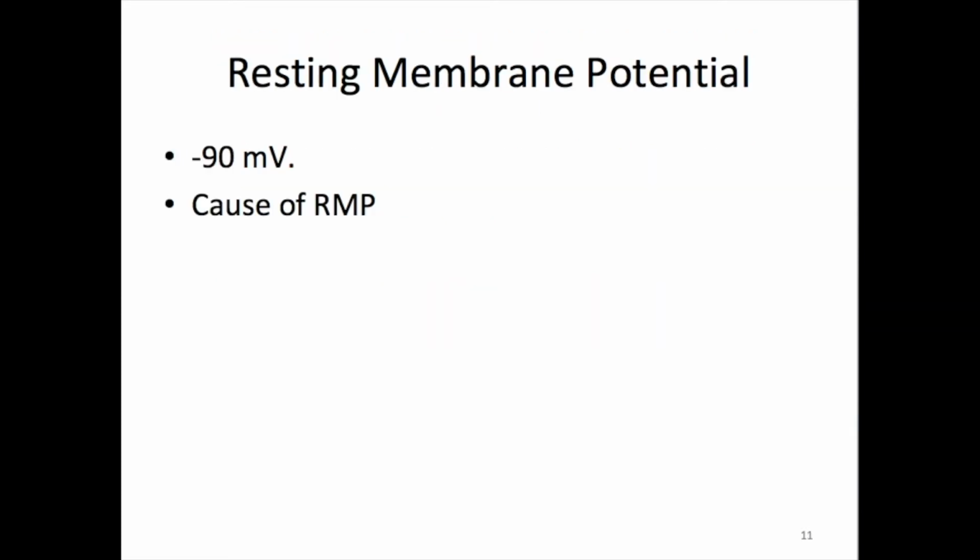The resting membrane potential of a large nerve fiber at rest is about minus 90 millivolts. It means that the potential inside the fiber is 90 millivolts more negative than the potential in the extracellular fluid on the outside of the fiber.